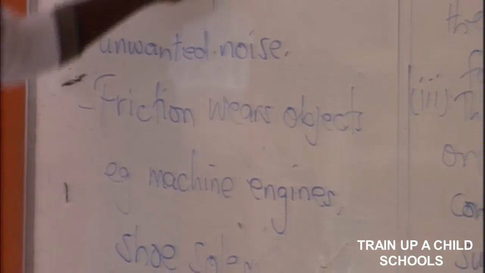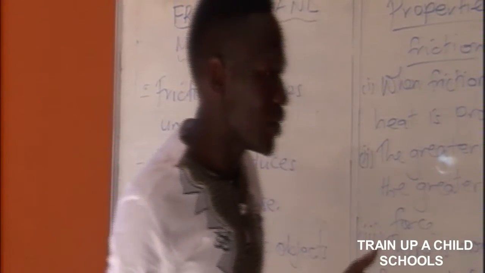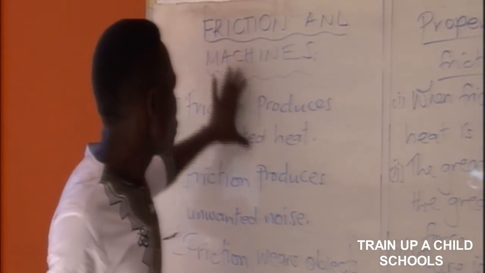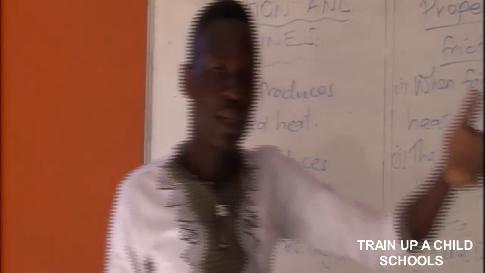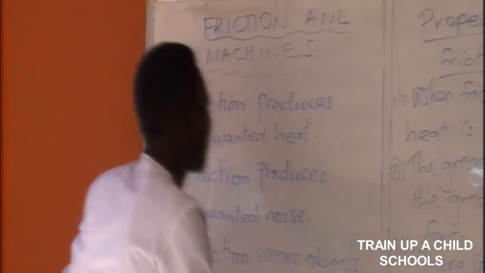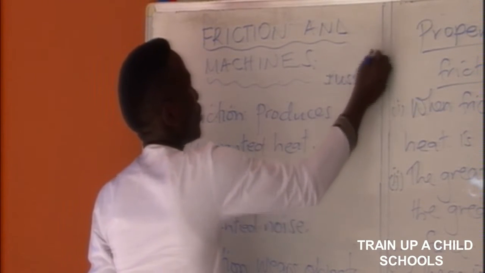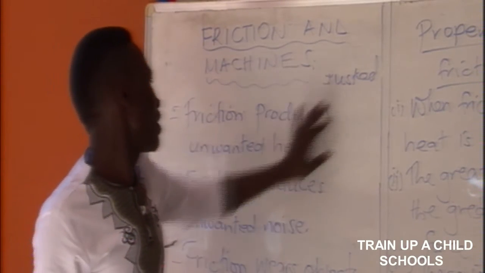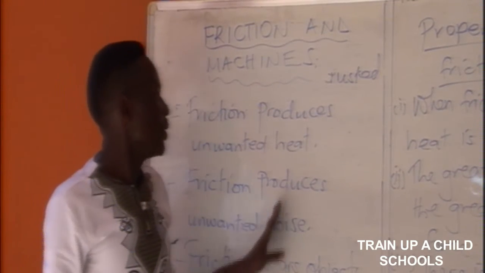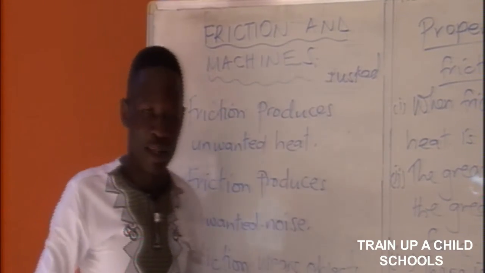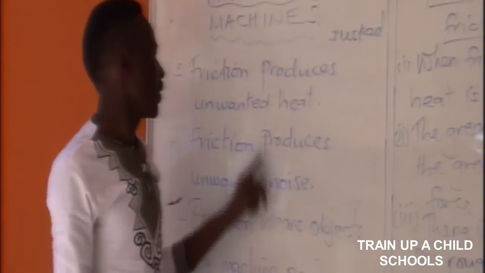Then we also have friction produces unnecessary heat or unwanted heat. It's very true that if you get two metallic objects which have rusted, and you try to rub one against the other, you realize that there is heat which is produced. Then we also have unnecessary noise. Normally when someone rides a bike which is not well oiled, that bike is going to produce noise which is unwanted.